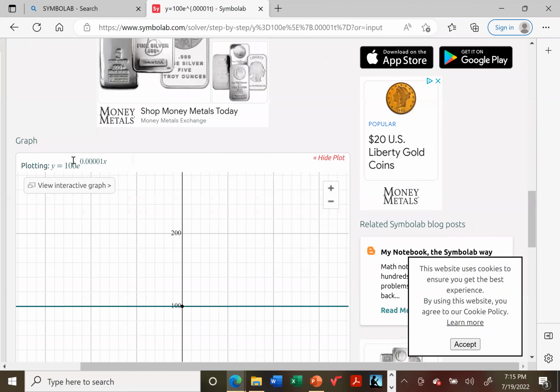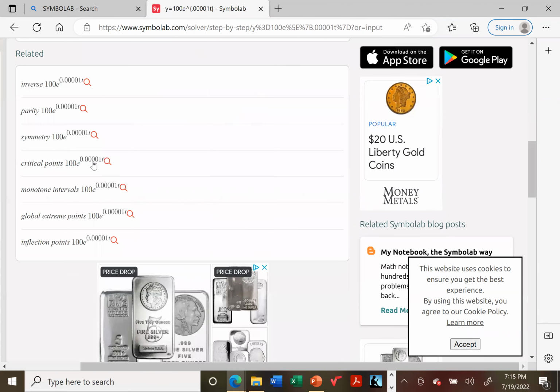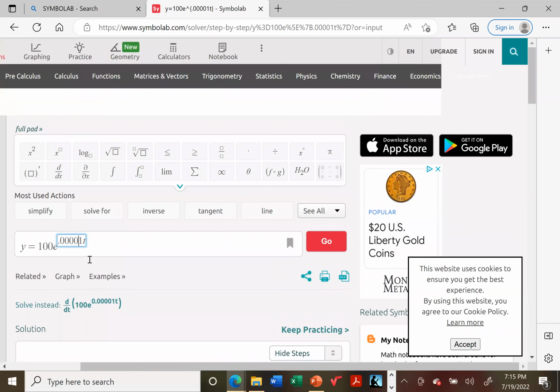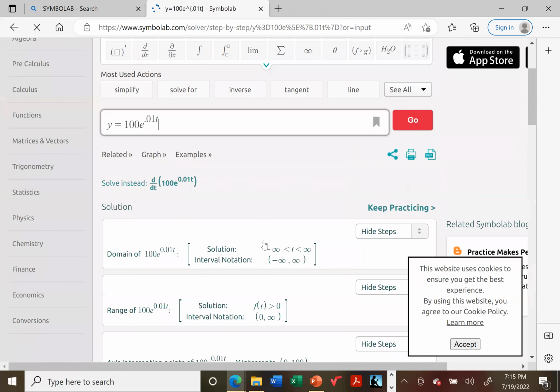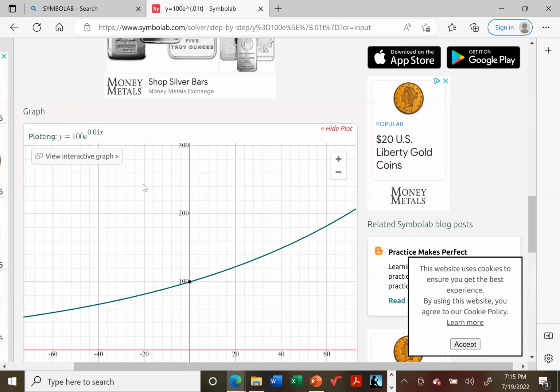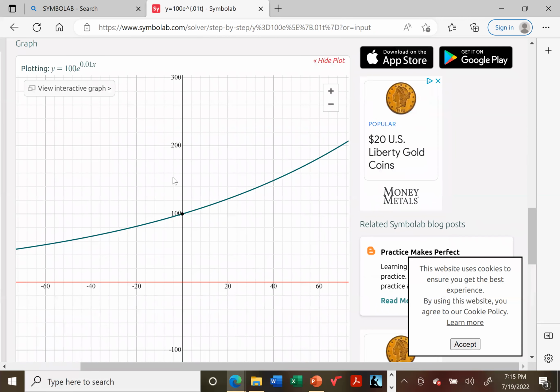Ooh, okay, I didn't choose very well. Let's give it a larger exponent. Let's try, all right, let's see what that looks like. That's better. Okay, that looks a lot more plausible.